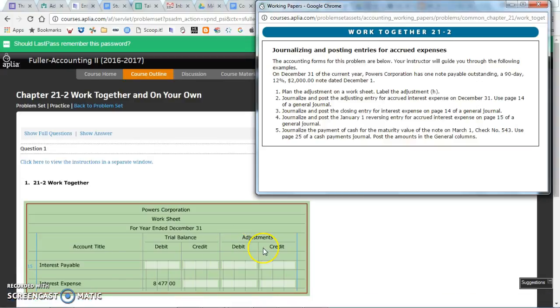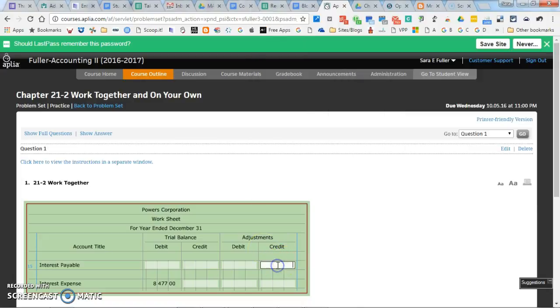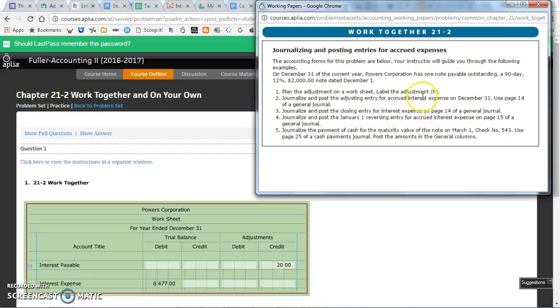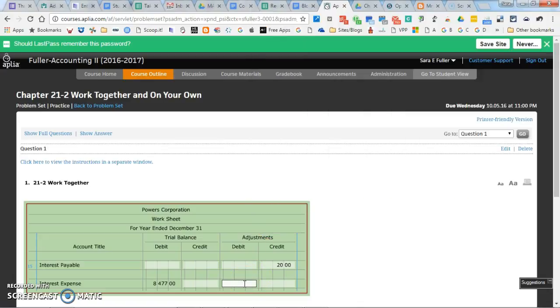So first we're going to plan our adjustment. Interest payable is going to be a credit of $20. So remember to calculate that. We're going to take 2,000 times 12% times how many days. From December 1st to December 31st, so times 30 days divided by 360. So that's how I got that $20. Then it's an interest expense debit for adjustment.